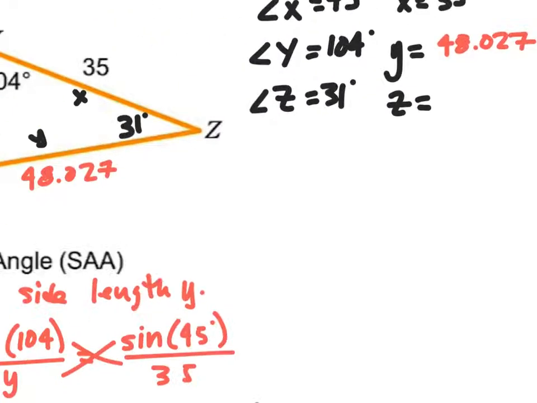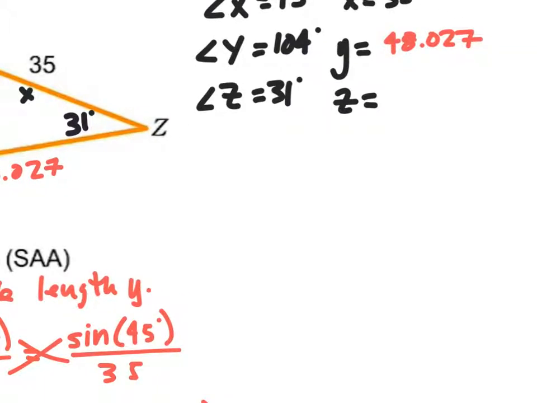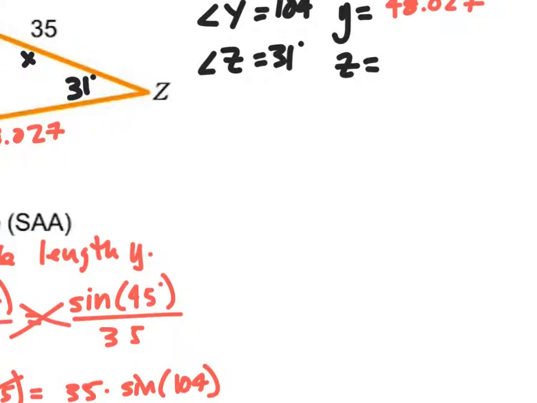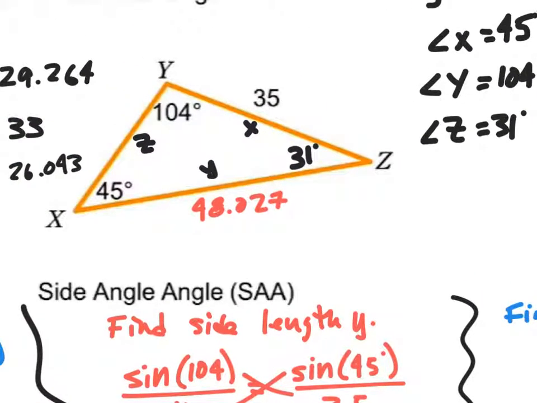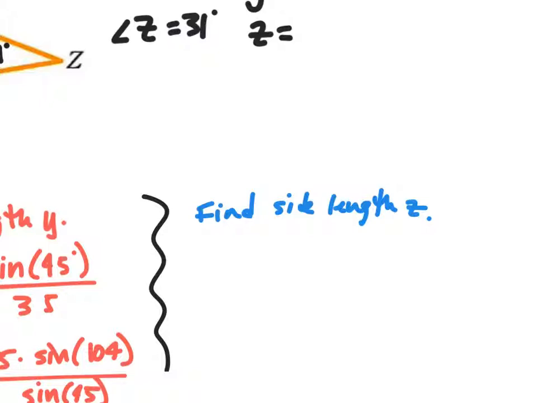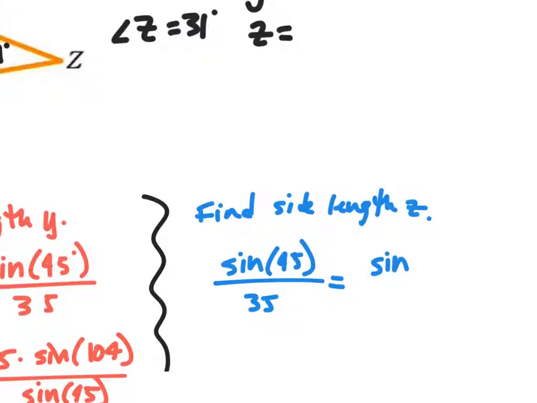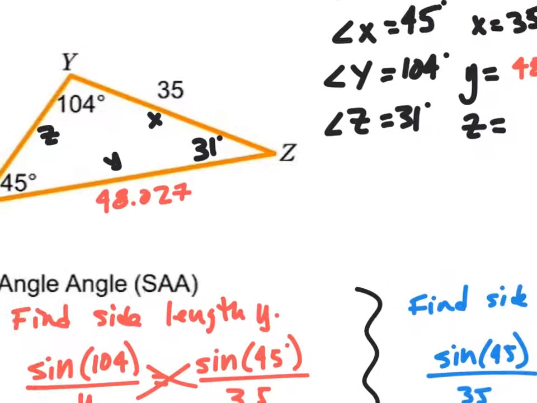48.027. All right, now let's solve for z. Okay, so we're going to use x as well. So let's find side length z. Okay. So we've got, let's use sine of x, so sine of 45 over 35 is equal to sine of z, which z was 31 degrees.